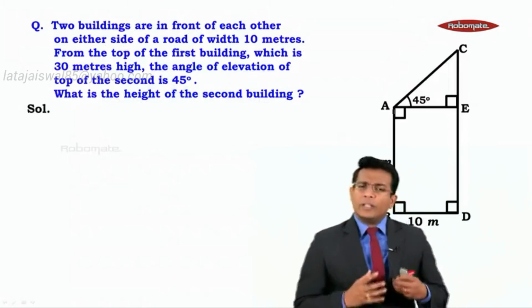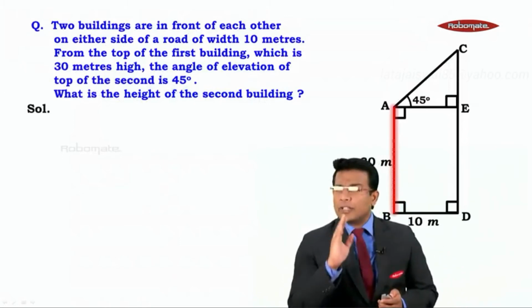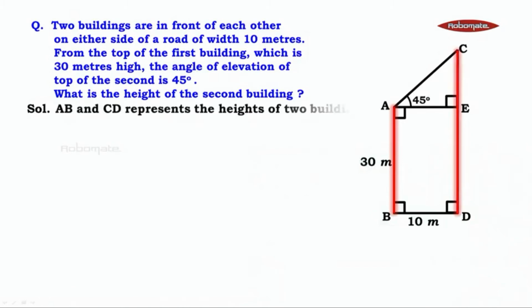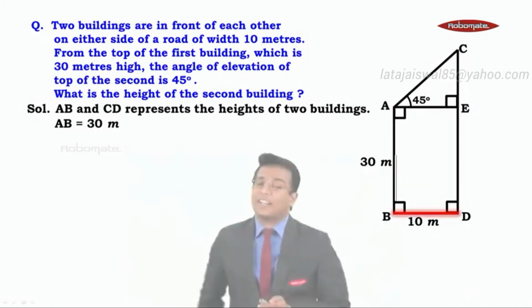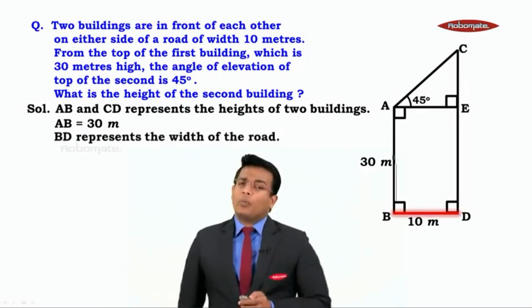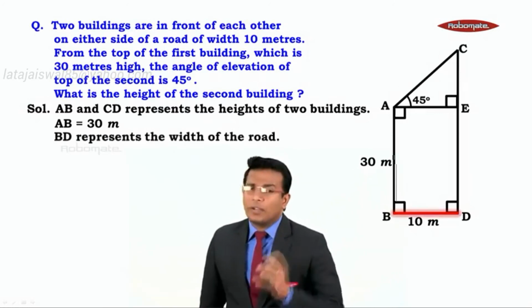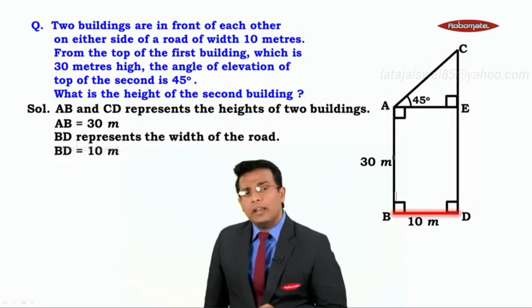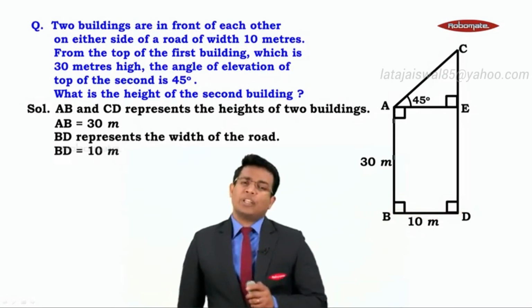Now we are going to get into the description part of it. Let's think about the description here. Now AB, what is AB? AB and CD, they represent the height of the two buildings, right? And we have AB given as 30 meters and we need to find the length of CD, right? Let's understand now what else is given. BD represents the width of the road. So we have the width of the road given to us and we know that BD is given as 10 meters.